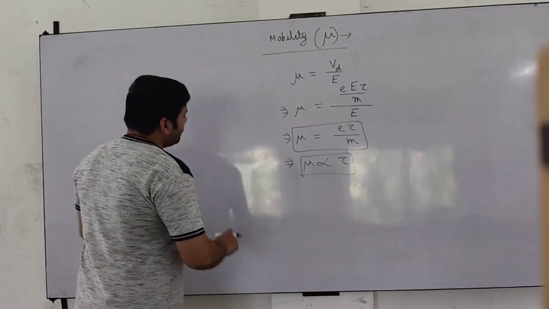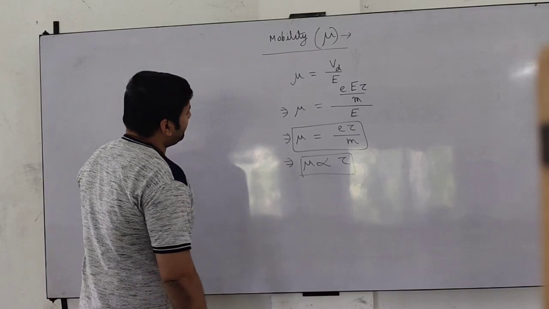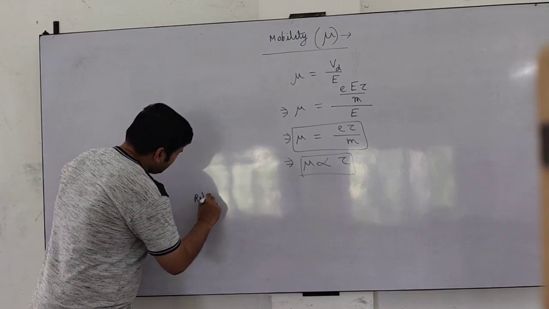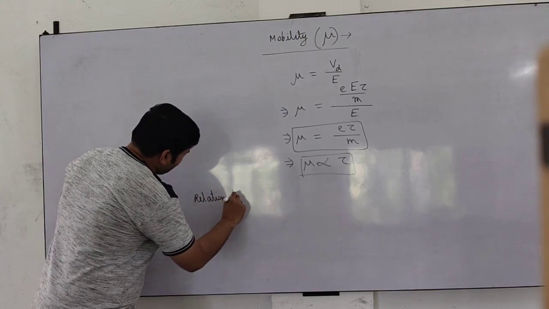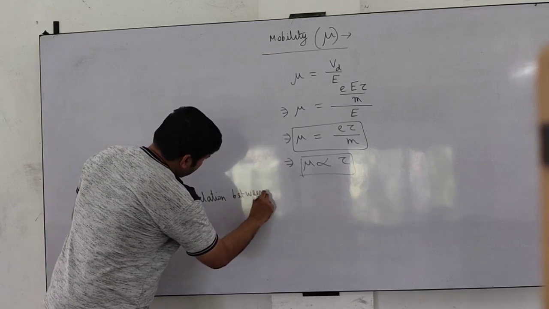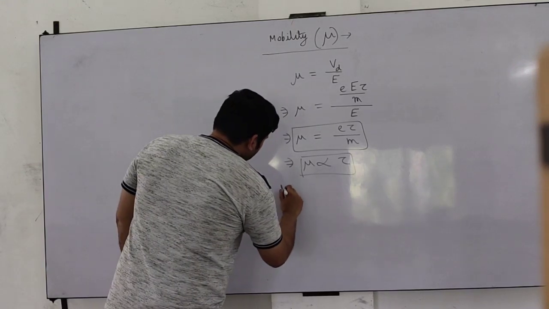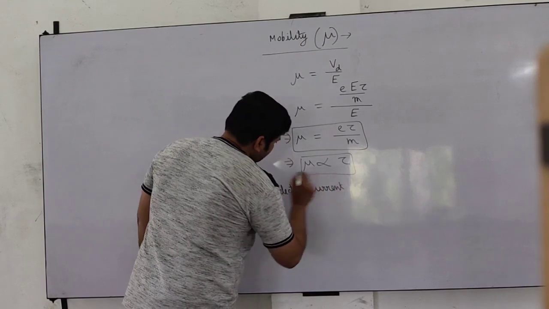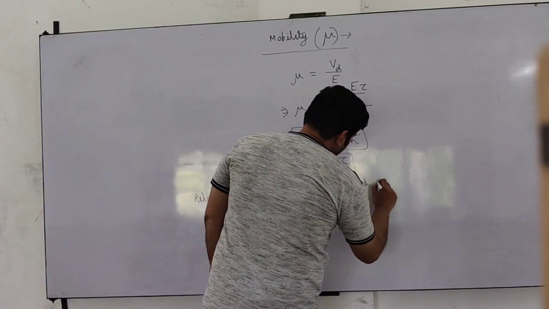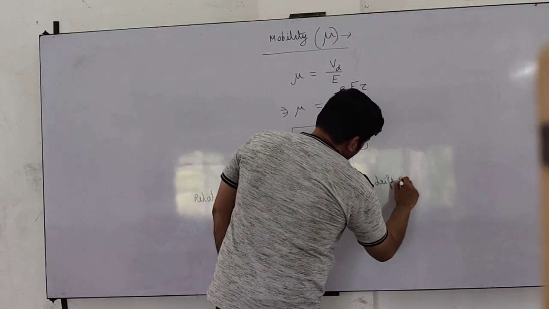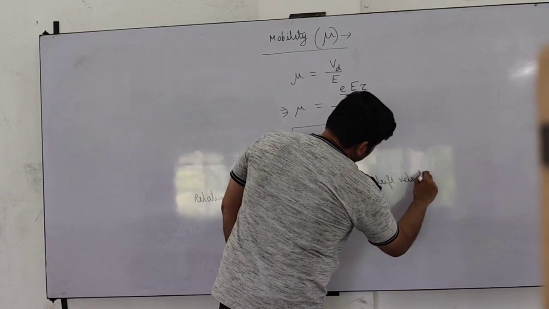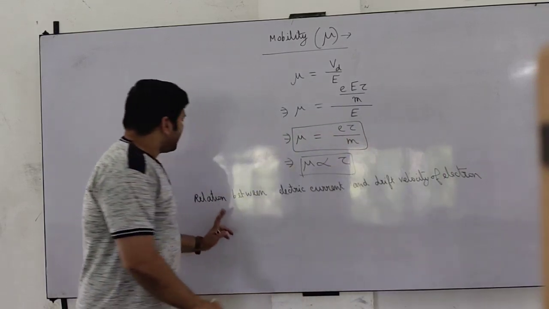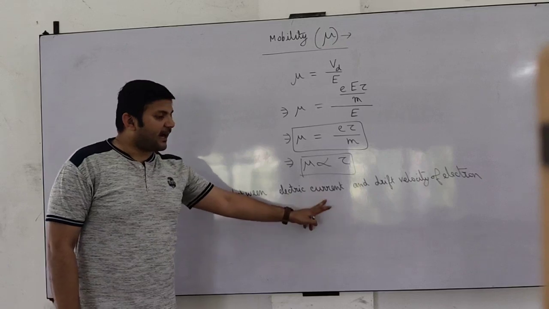Now we come to another point, that is the relation between electric current and drift velocity of electron.